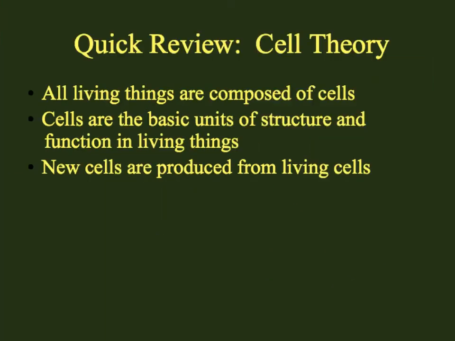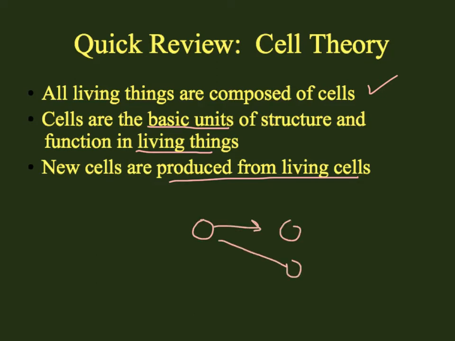So some of this might be review, I'm not sure, but let's take a look here at the cell theory. One thing we do know for certain is that all living things are made of cells. All living things are made of cells. I think that is obvious. We also have talked about that cells are the basic unit of life, so they're the basic unit of living things. And new cells can only be produced from living cells. So the only way to get a cell is from another cell.